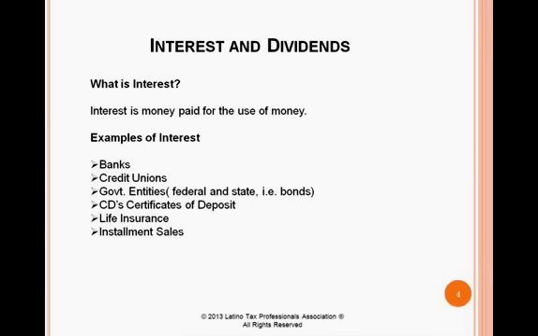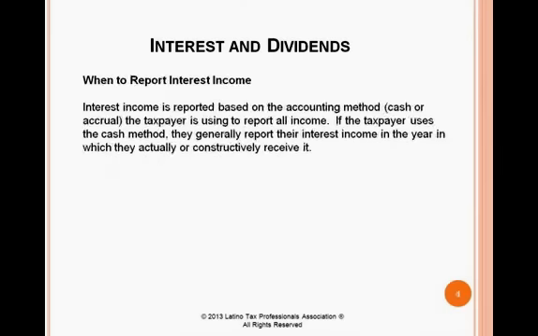So what is interest? Simply put, interest is money paid for the use of money. As you have a savings account, that money is in the bank and they utilize all those monies to make more money, and they pay you a percentage in interest for the use of your money. Some examples of interest, of course, are from banks, accounts at credit unions, other types of government entities, federal and state, or even bonds, CDs, certificates of deposit, life insurance, and installment sales.